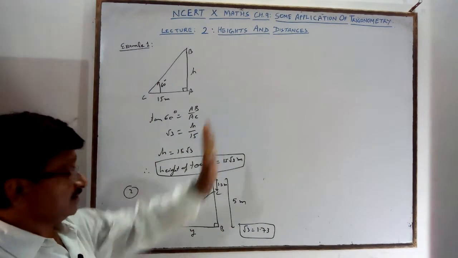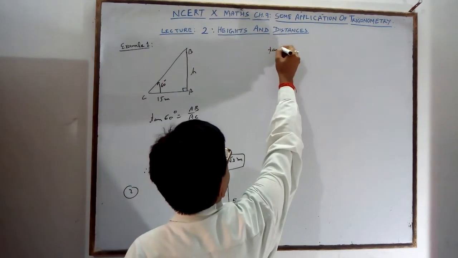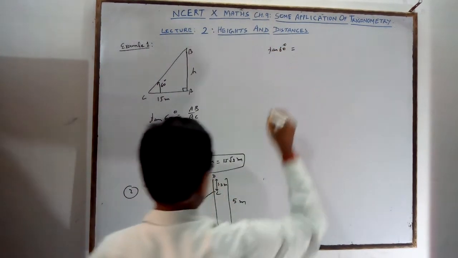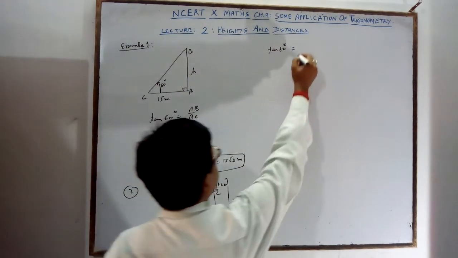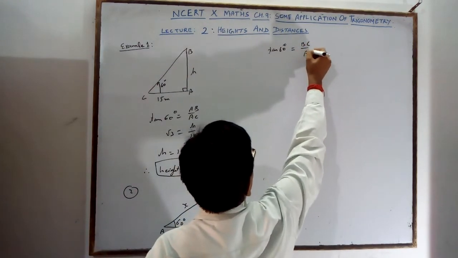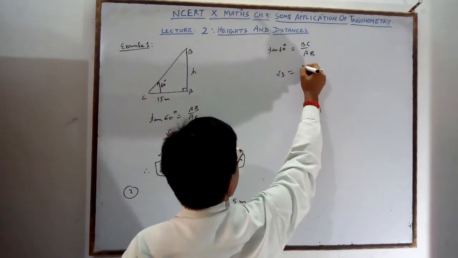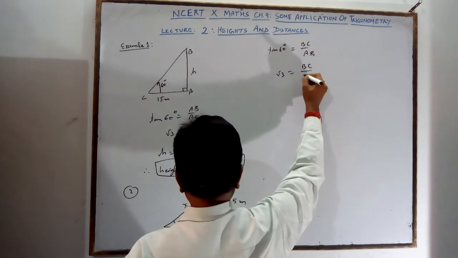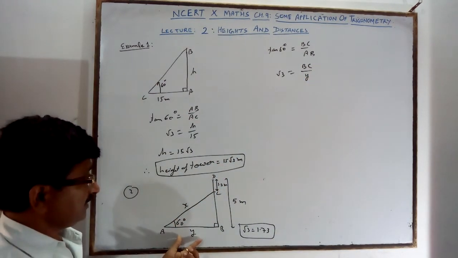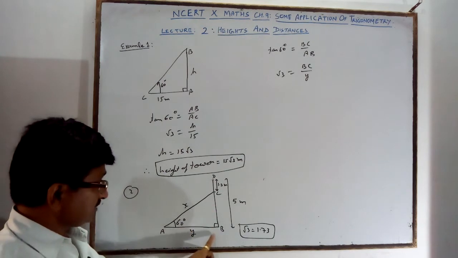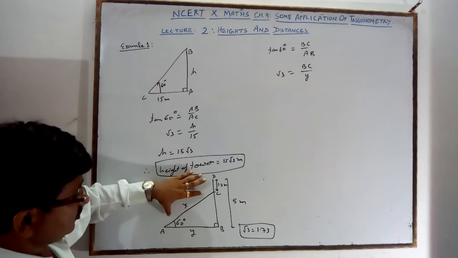In your answer, you will see tan 60 degree is equal to BC upon AB. But you don't know BC. Tan 60 is root 3, AB is Y. What is BC? BC is given. You can apply this to find the distance of the ladder from this place, and you can also find out this using sin 60.